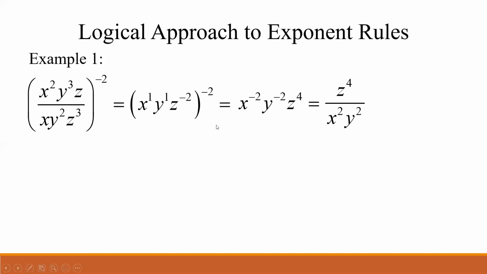Listen, if you write this as your final answer with the negative exponents, you'll still get most of the credit. You may not get full credit, because a lot of times the directions will say write with positive exponents. But if you do the process correctly, a lot of times you'll at least get partial credit. Okay? So that would be your final answer.